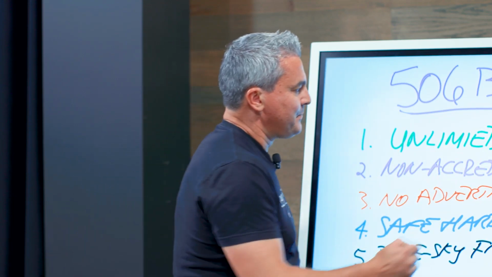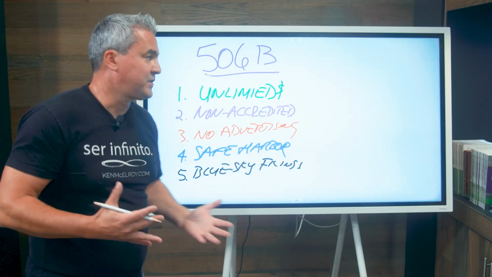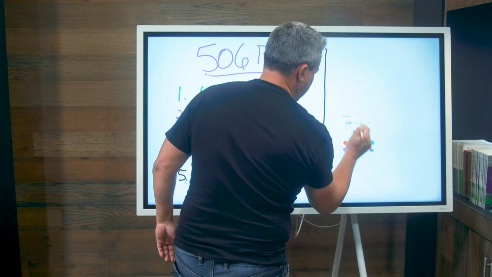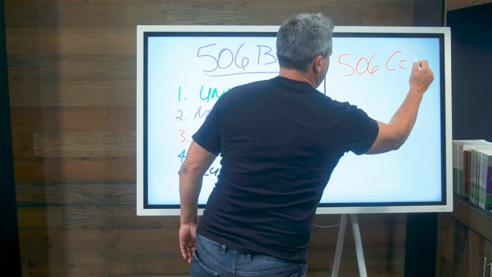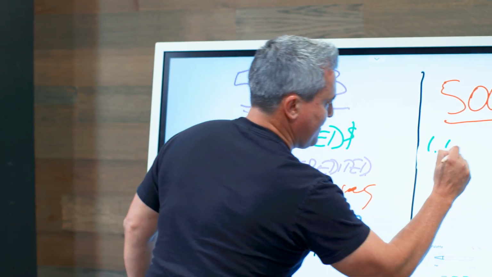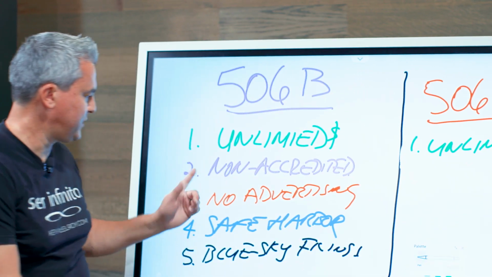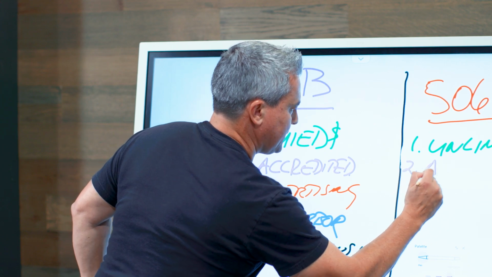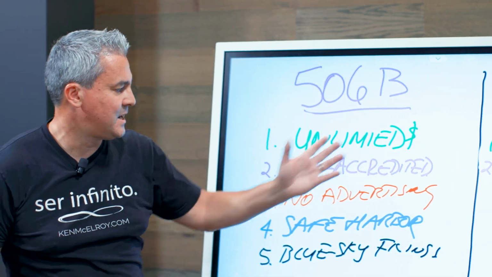Now, this was the only exemption we had until about 2013, which is when 506C came into the world. And 506C is very, very similar to 506B. You can still raise an unlimited amount of money. So that's the same, no issues there. You can accept accredited investors only. That's one of the big differences between a 506B and a 506C.